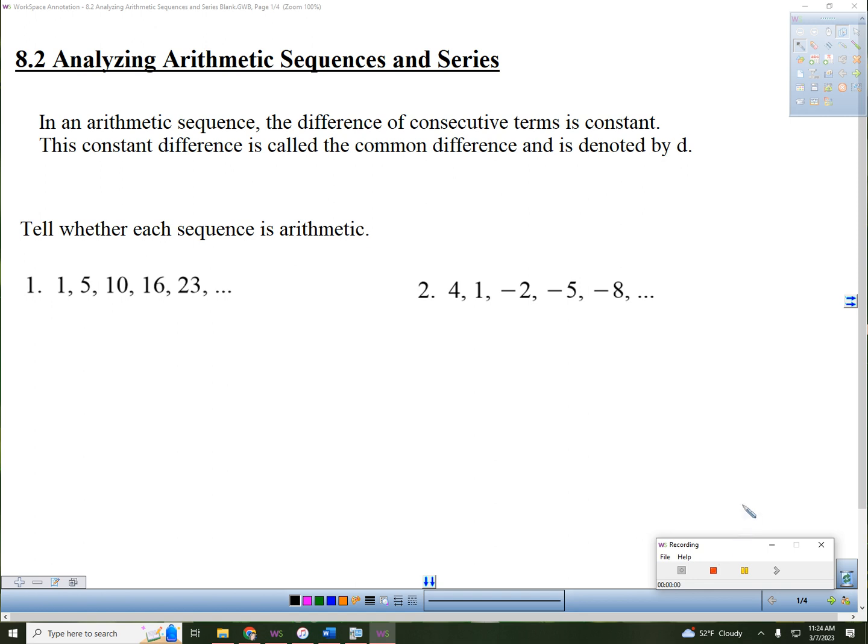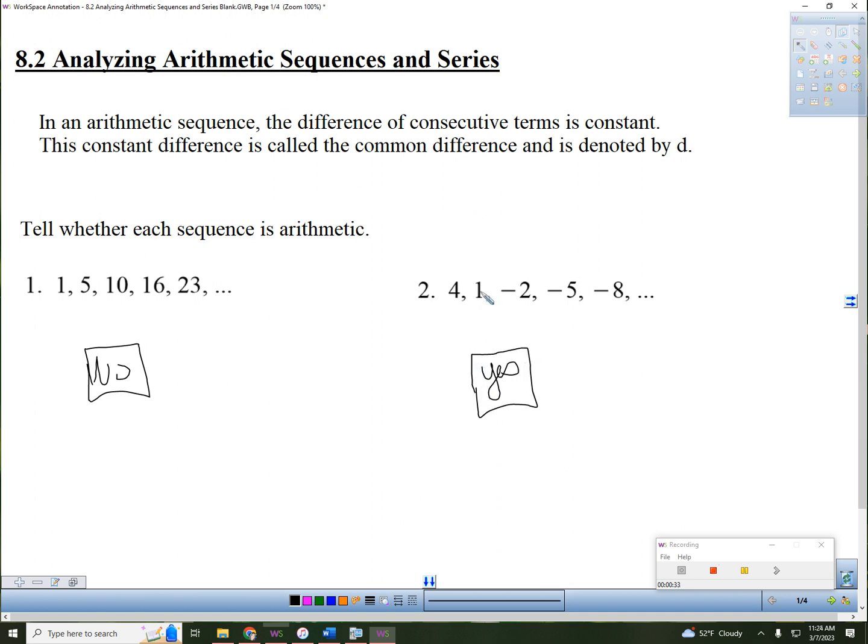All right, so 8.2 is all about arithmetic sequences and series. If we add the same thing or subtract the same thing every time, we call that a common difference. So if you look at number 1, we're just going to tell whether it's arithmetic or not. I'm adding 4 here, but then I'm adding 5, I'm adding 6, so this is not arithmetic at all. But if you look at number 2, I'm subtracting 3, and then subtracting 3, and then subtracting 3, so this one would be arithmetic.